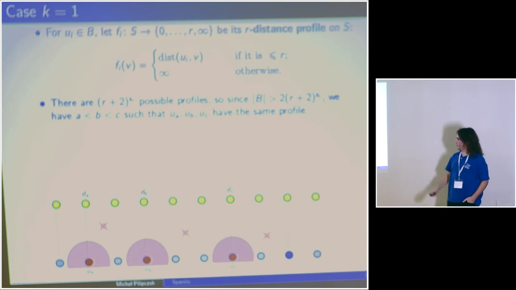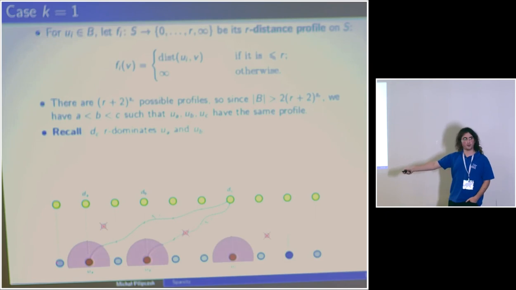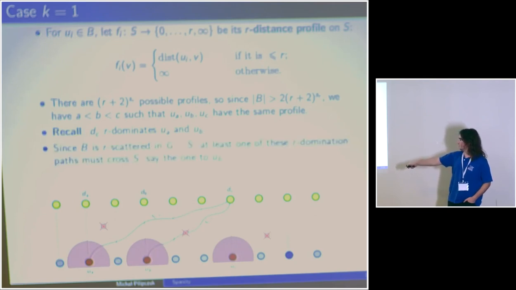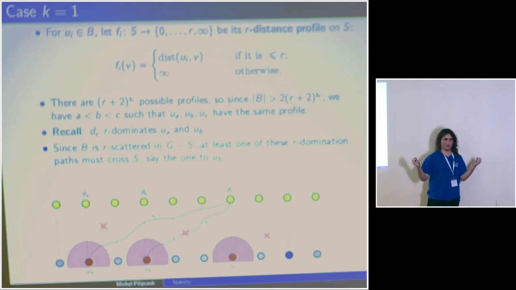Okay, so let me look at those vertices. Recall that d_i was r-dominating both of these two, and all the previous ones. So let me draw this path; they are of length at most r. If I concatenate those two paths, I see a path of length 2r between u_a and u_b. However, they should have been at distance more than 2r in the graph with the set S removed. So these two paths need to cross the set S of removed vertices at some point.